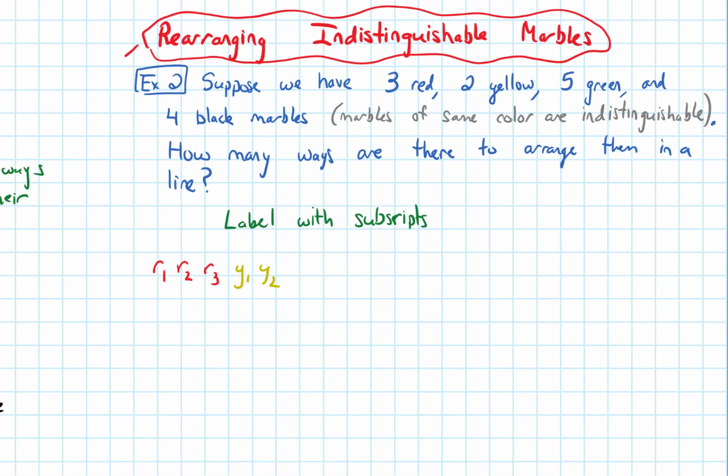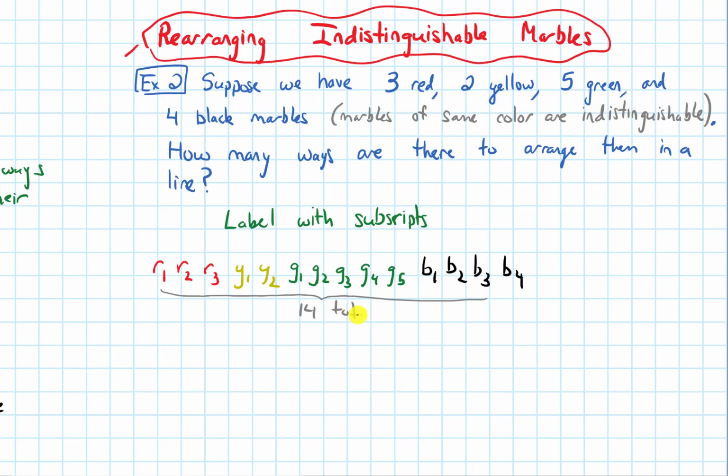Then we switch to green. There's 5 of those, so G1, G2, G3, G4, and G5. And then finally 4 black marbles, so I'll do B1, B2, B3, and B4. So we have all of these marbles here. And in total, if we add up 3 plus 2 plus 5 plus 4, we get there are 14 total marbles.